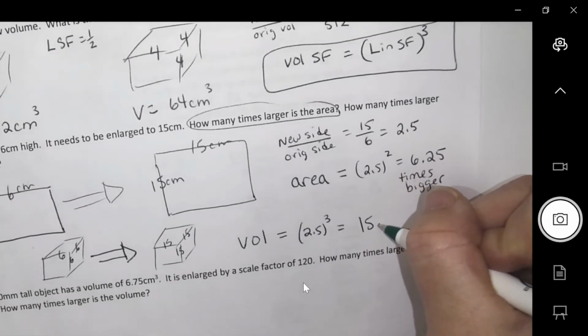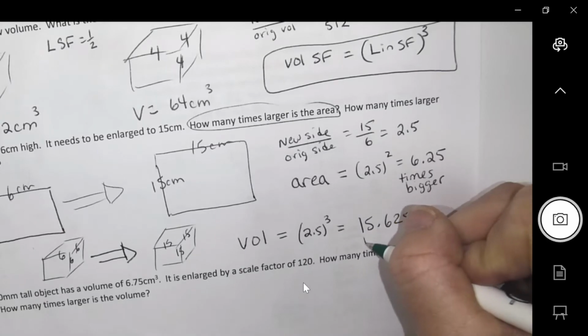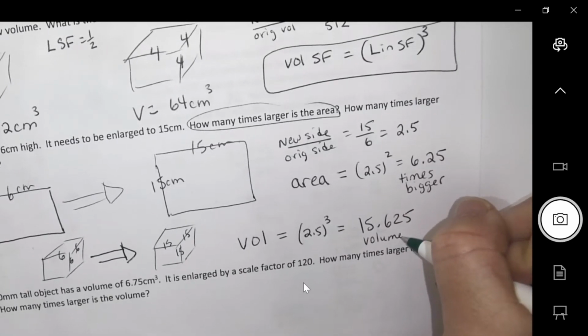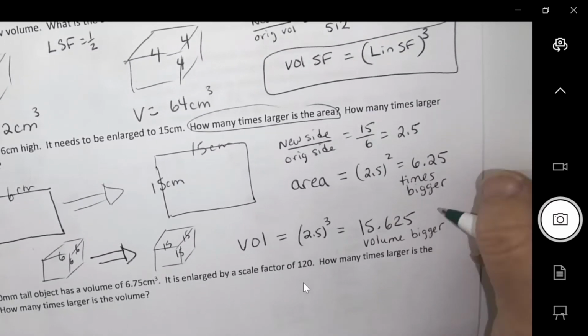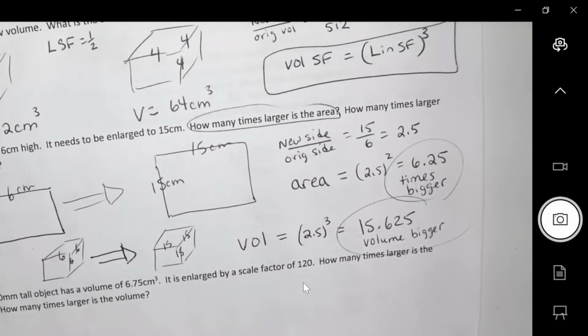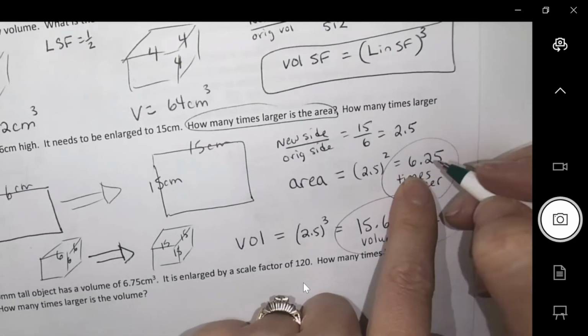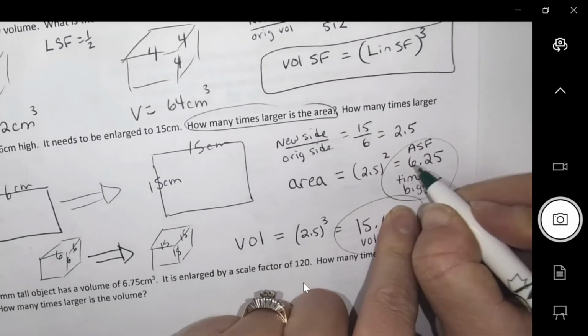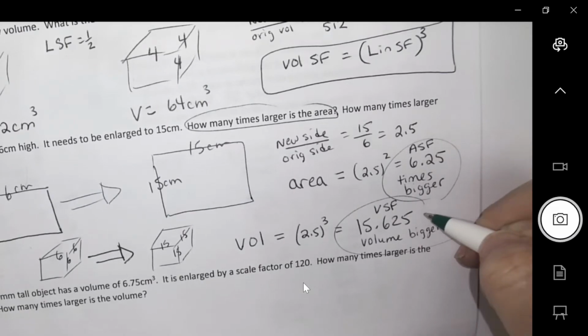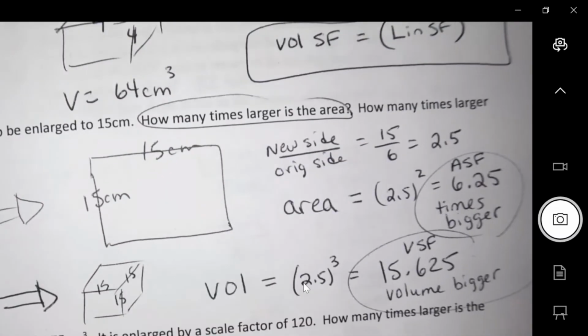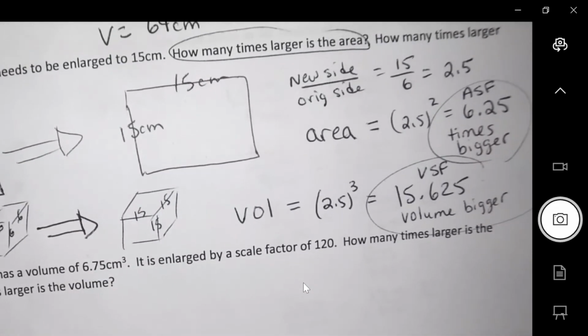So the volume scale factor. Okay, so that's the scale factor for the area. So I'm going to go ASF, VSF. This is the area scale factor, and this is the volume scale factor. Okay, so I'm just taking the sides. What am I doing to the sides? I'm squaring that for area. I'm cubing it for volume.